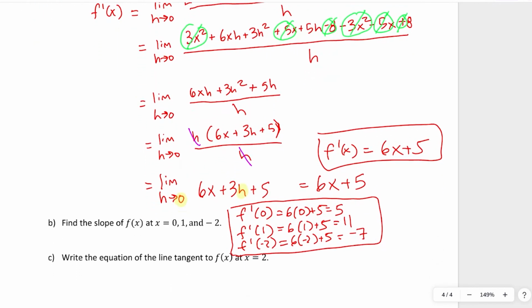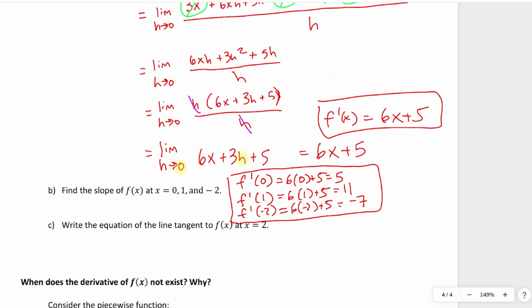Part C says write the equation of the line tangent to the graph at x equals 2. So in order to do this, and this is kind of a non-negotiable, you are going to need to be familiar with the point slope form of an equation. You got to commit this to memory. There's not really any way around it. You've been working with it since Algebra 1, but now it's really going to come back with a vengeance here.